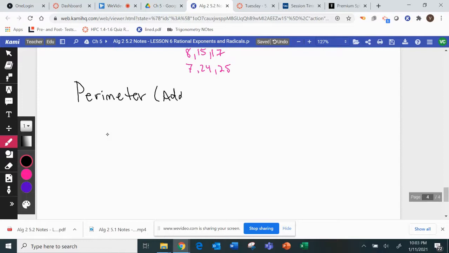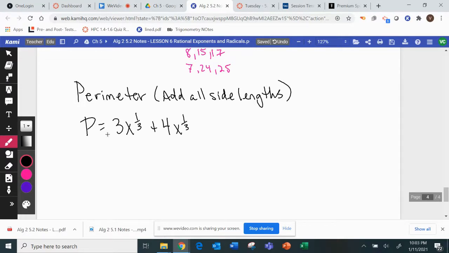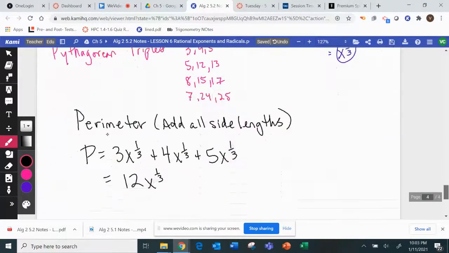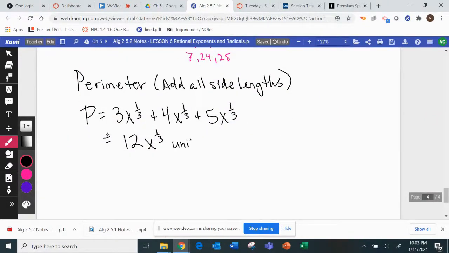Which we add all the side lengths. So I'm going to take 3x to the 1/3 plus 4x to the 1/3 plus 5x to the 1/3. And our perimeter will be 12x to the 1/3. And do we have any units? Nope. So just units. So there's our perimeter.